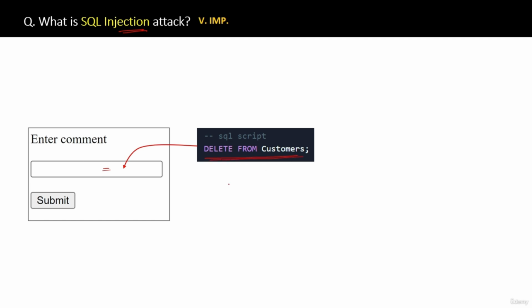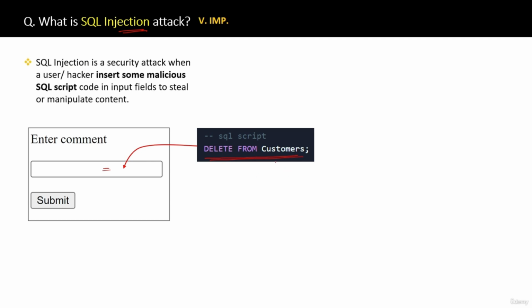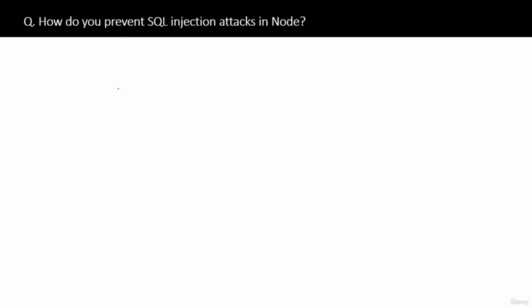It can delete all your customer table data, right? So this type of attack is called SQL injection attack. And yes, the same is written here in the definition, which can help you in the revision. Okay, and in the upcoming question I will tell you how to prevent this SQL injections. How do you prevent SQL injection attacks in Node?